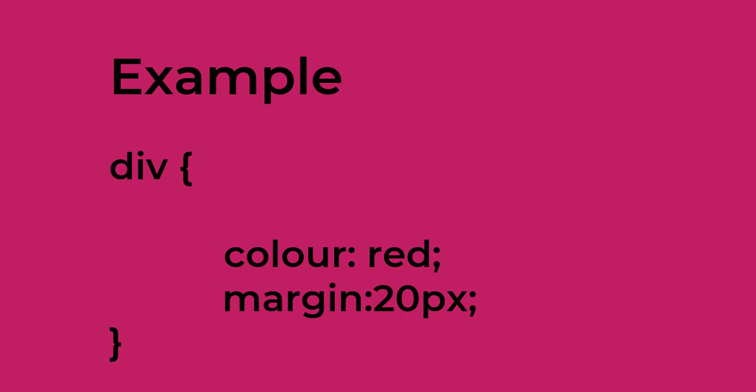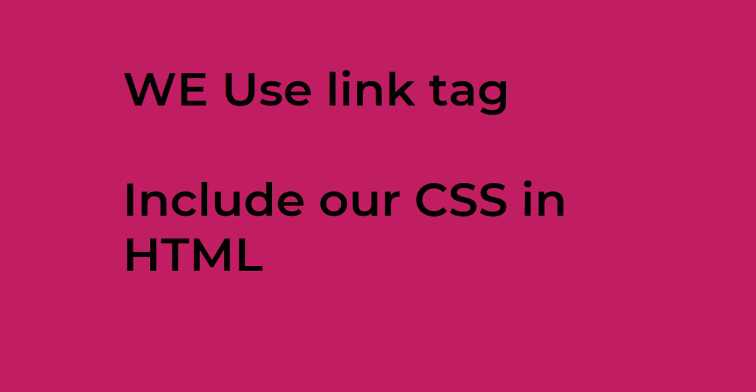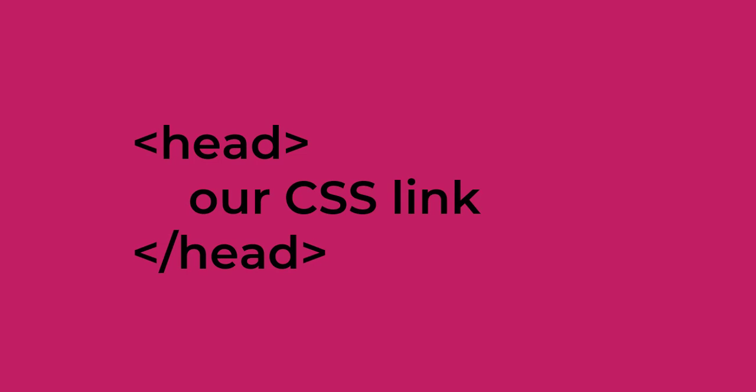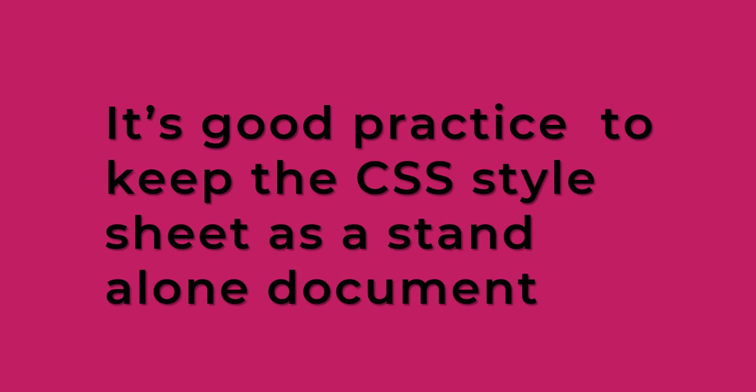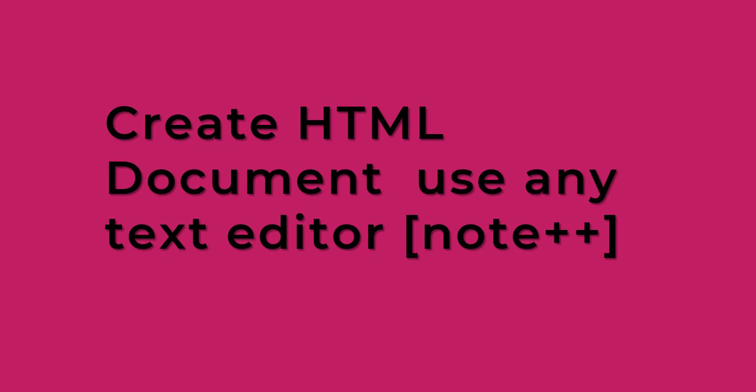So we use the link tag to include our CSS in our HTML page. The link tag goes in the head tag, which uses our CSS document. It's good practice to keep the CSS style sheet as a standalone document. So we are going to make first the HTML, then the CSS documents. First we are creating the HTML document.